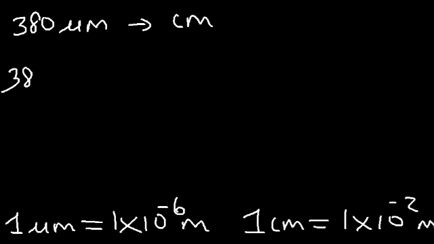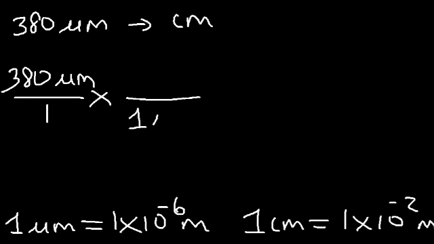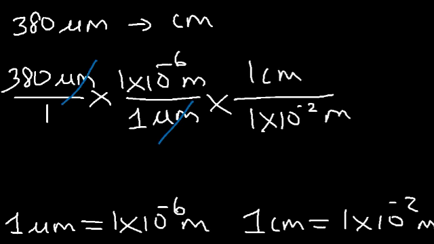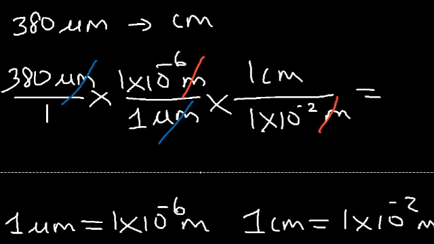So let's start with what we're given, and let's convert micrometers into meters. So we need to put the unit micrometers on the bottom so that they will cancel. And in the next step, we need to put the unit meters on the bottom, which will give us centimeters. So these units will cancel. So now we can do the math.